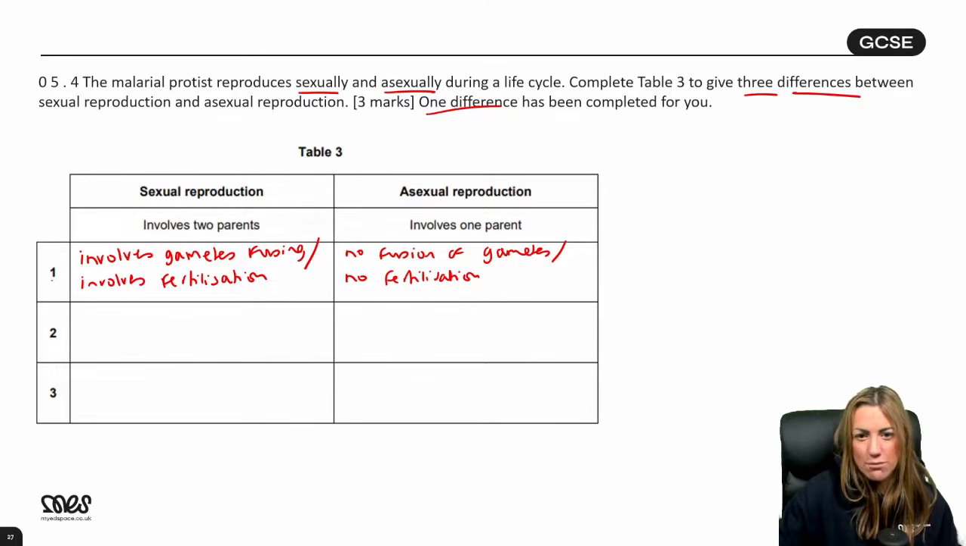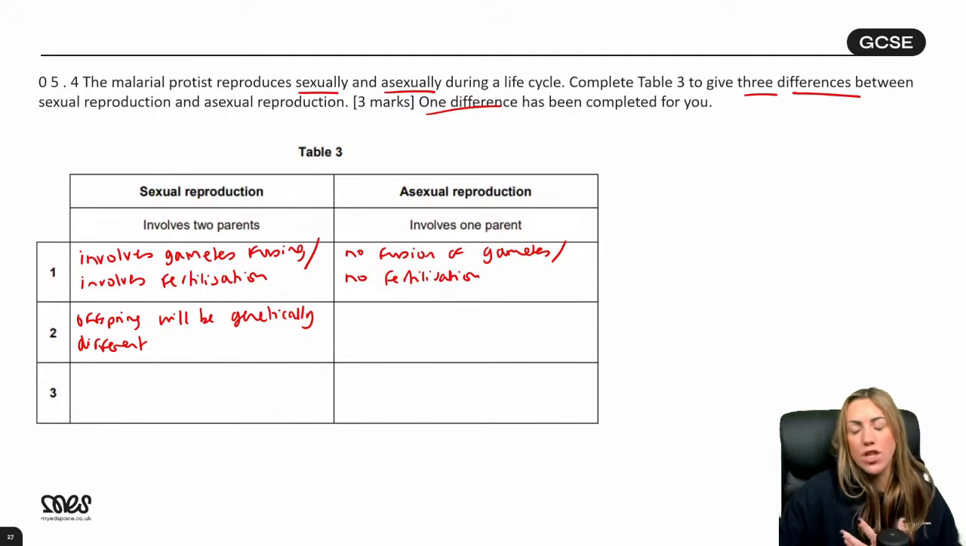With sexual reproduction, the offspring will be genetically different. Or you could say sexual reproduction introduces genetic variation. But the word genetic or genetically is important. If you just say the offspring will be different, that's not good enough. If you just say it introduces variation, that's not good enough. It's genetic variation or genetically different.